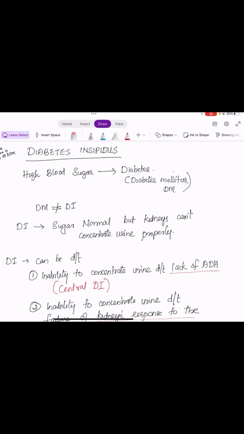Today we're going to learn diabetes insipidus. Usually, patients are said to be diabetic when they have high blood sugars, but that diabetes is diabetes mellitus. Diabetes insipidus is not the same as diabetes mellitus. The blood sugar levels are normal, but the kidneys can't concentrate the urine properly.